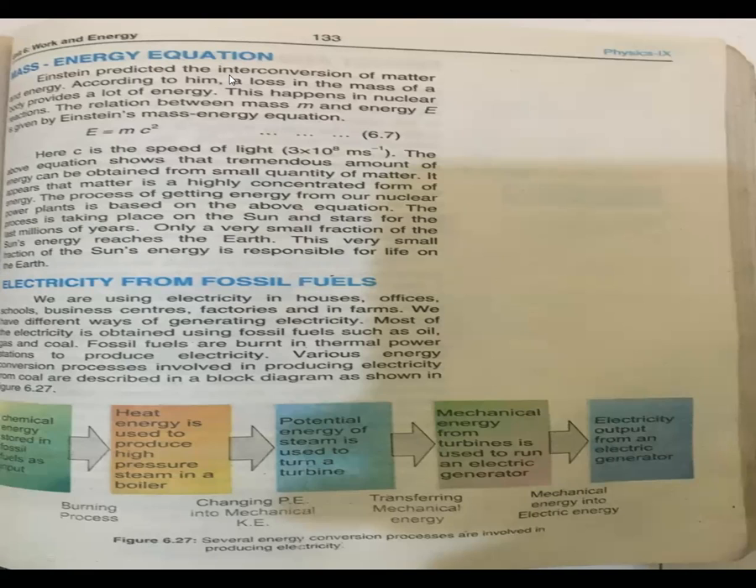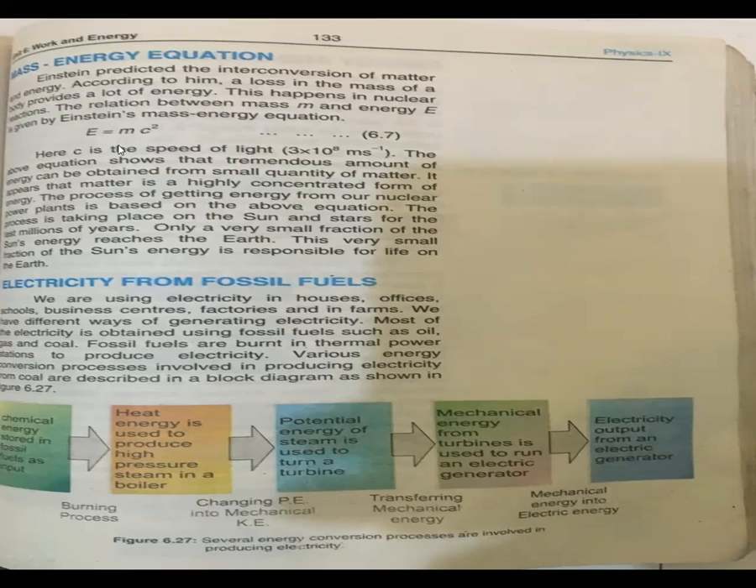So students, the only important thing is E is equal to mc square, which is called Einstein's mass-energy equation. This is a very important equation. E is equal to mc square. With only a small amount of matter, we can generate a tremendous amount of energy.